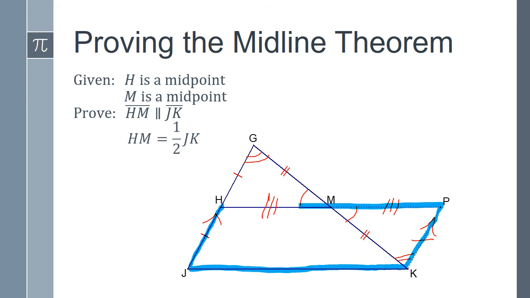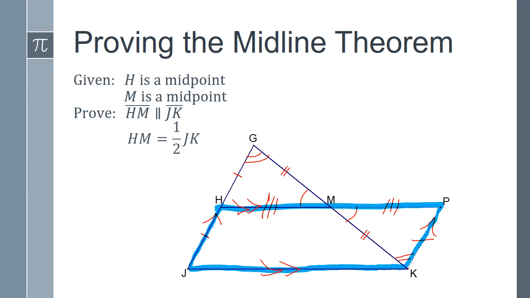we're going to state that JHPK is a parallelogram, because if one pair of opposite sides of a quadrilateral are both parallel and congruent, the quadrilateral is a parallelogram. So, because it's a parallelogram, we can now state that HM is parallel to JK.